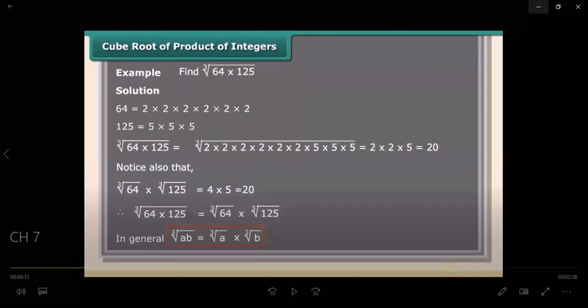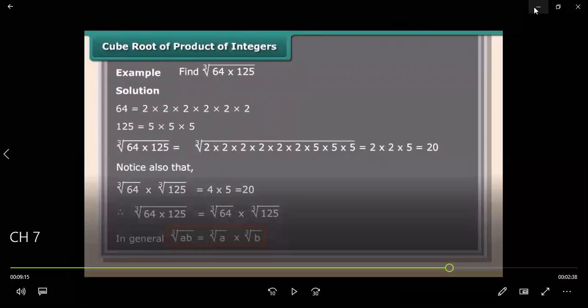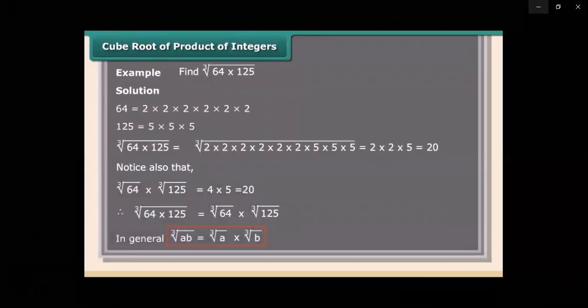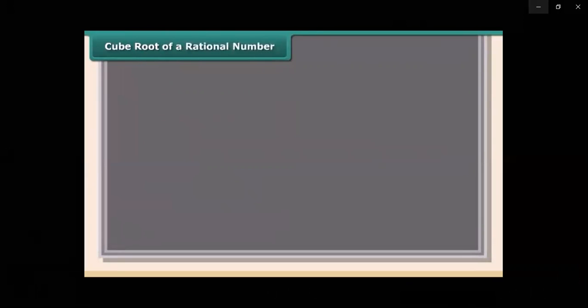So in general you can observe this last statement over here, that cube root of AB can be written as cube root of A multiplied by cube root of B. So in this way we can find the cube roots of product of integers. I hope it's clear to all.